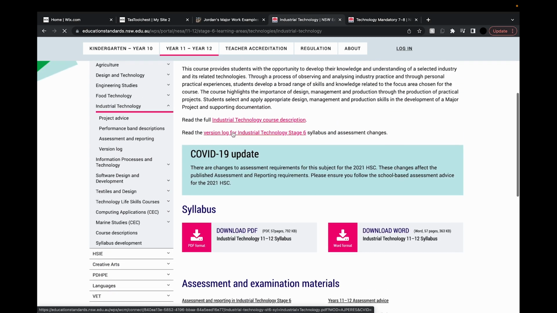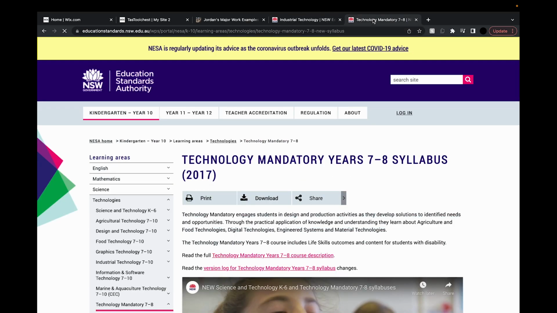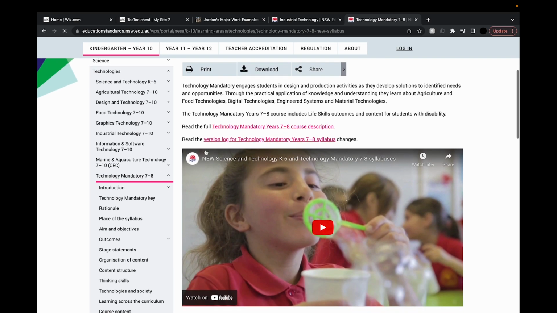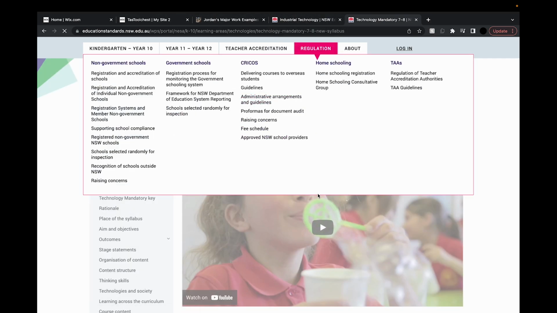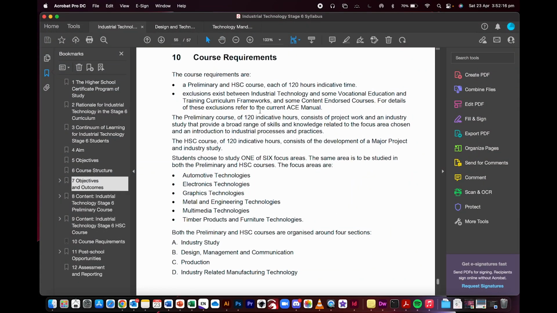Again, you can download that there. And within the design and technology major, you can also teach technology mandatory. And that is for years 7 and 8, so not 11 and 12 like the other two, but years 7 and 8. So I've also downloaded that one. Now we can go through them.